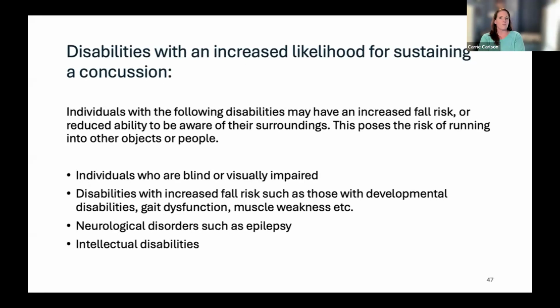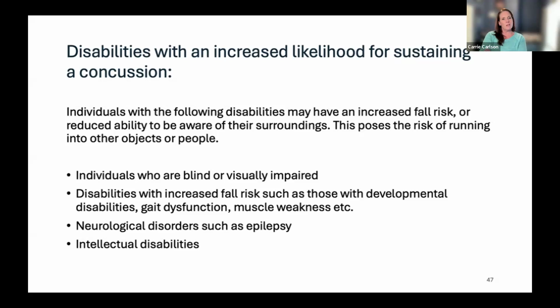So individuals with the following disabilities may have an increased fall risk or reduced ability to be aware of their surroundings. This poses a risk of running into other objects or people, right? So individuals who are blind or visually impaired, I can't tell you how many times I've fallen up the stairs in like the last, I'm gonna say 30 days, right? Because I don't see the other stair or opposite.